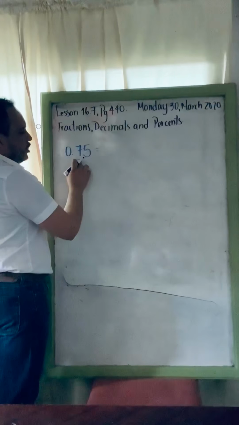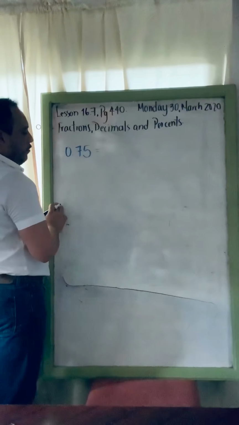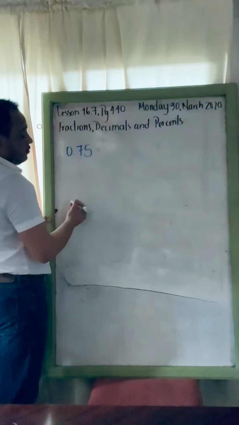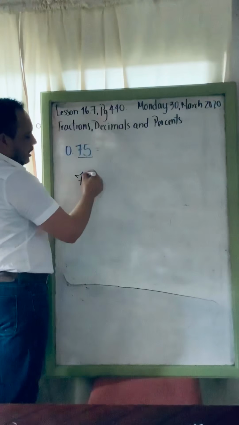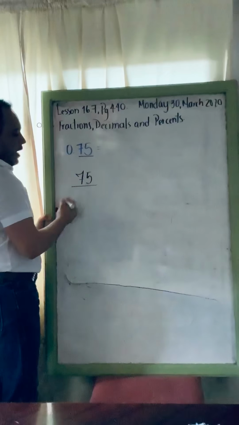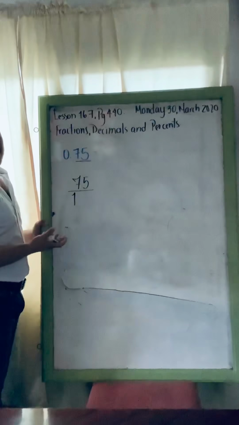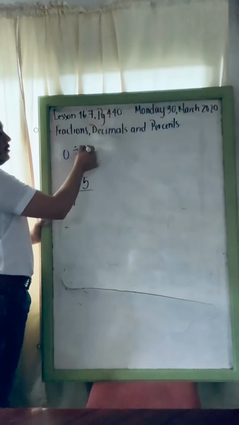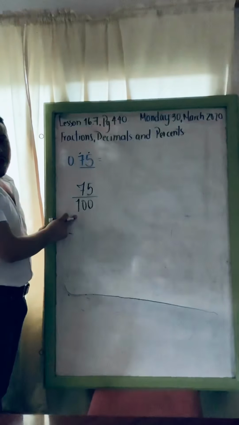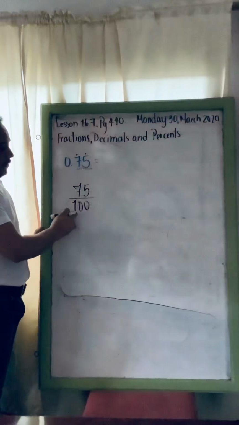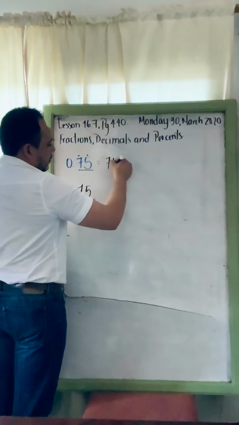So how can I change this into a percent or into a fraction? Simple. If we write it as a fraction, first you need to remember that this number is always the denominator. It is always 1 followed by as many zeros as decimals it has. In this case, 2 decimals, so it will be 2 zeros. And here now you have obviously the percentage: 75 out of 100 is equal to 75%.